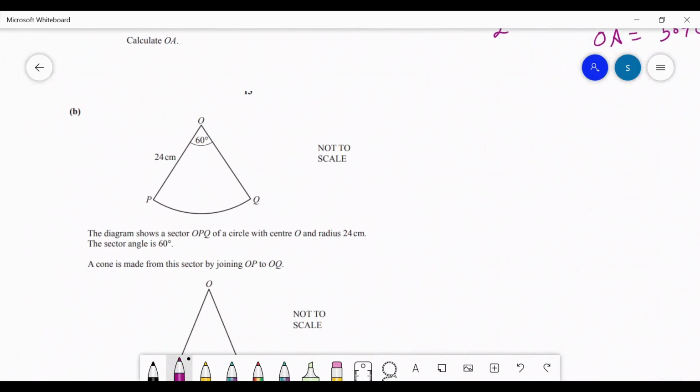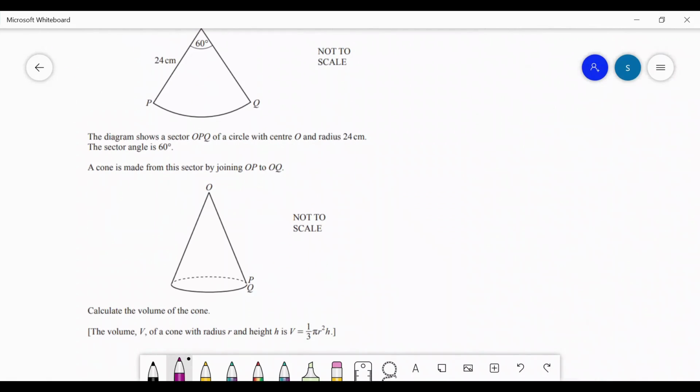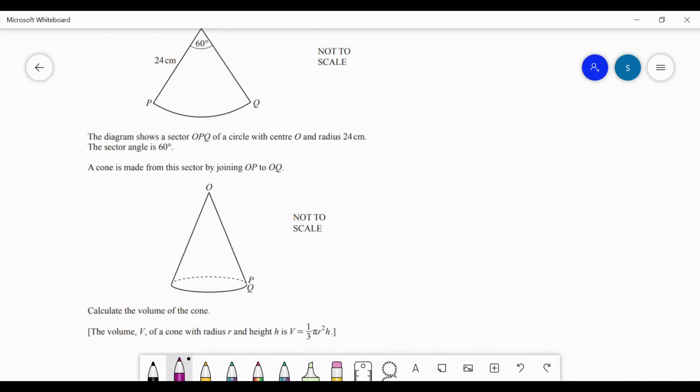Next up, we have the diagram shows a sector OPQ of a circle with center O and radius 24 centimeters. The sector angle is 60 degrees. And with this, they've made a cone. So using this sector, they've made a cone out of it. So when you do that, obviously the curved surface area of the cone is equal to the area of the sector, right? So we're just going to use that logic.